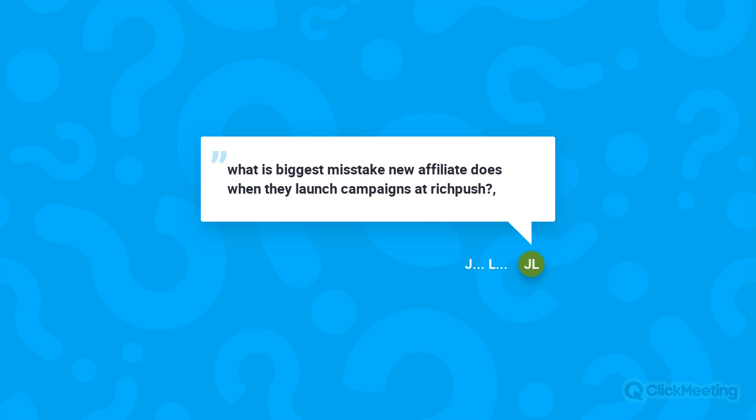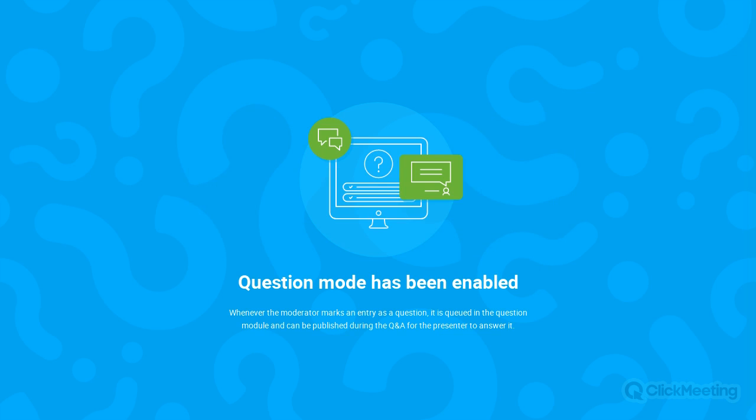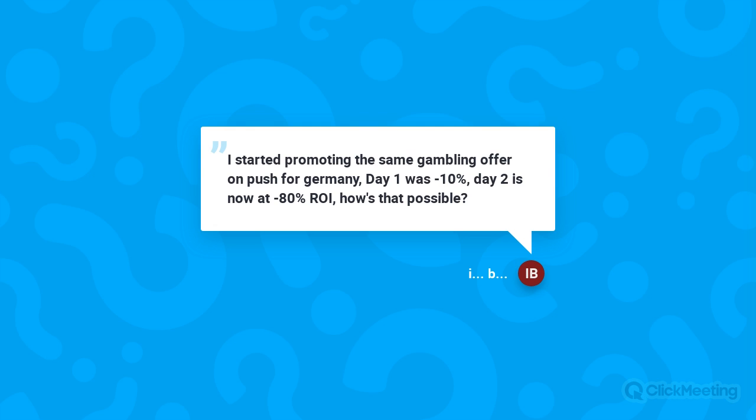Yep. Let's move to another question. I started promoting the same gambling offer on push for Germany. Day one was minus 10%. Day two is now at minus 80% ROI. How is it possible?